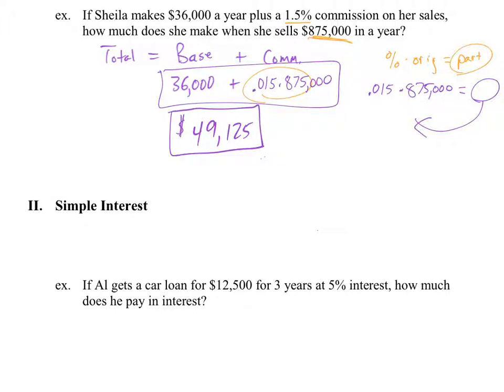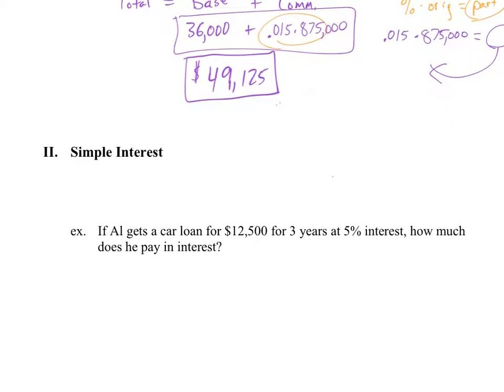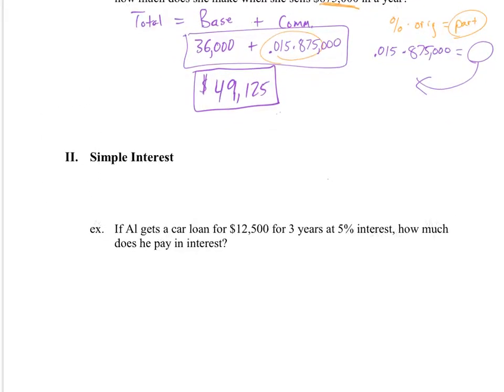At least that year. If next year she sells more, then she'd make more money. If she sold less, then she'd make less money. Does that work for you guys? I thought she made $875,000. No, that'd be sweet. No, that'd be the total value of all the cars she sold, or the value of the houses, or something like that. We okay on commission stuff?